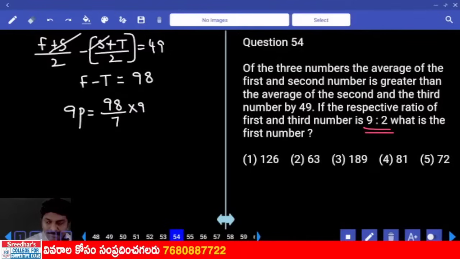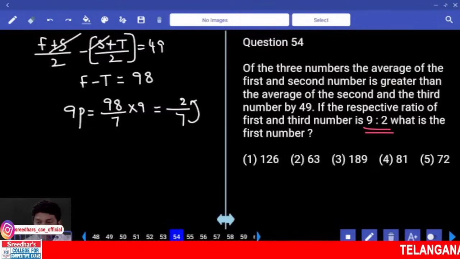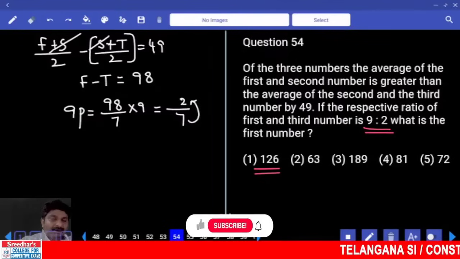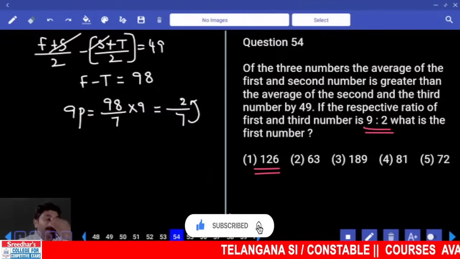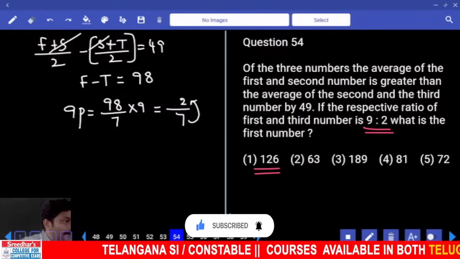Are you okay? Right. Numerator ends with 2. Denominator 7. 7 into which number ends with 2? Answer should end with 6. There is only one option. Got it?